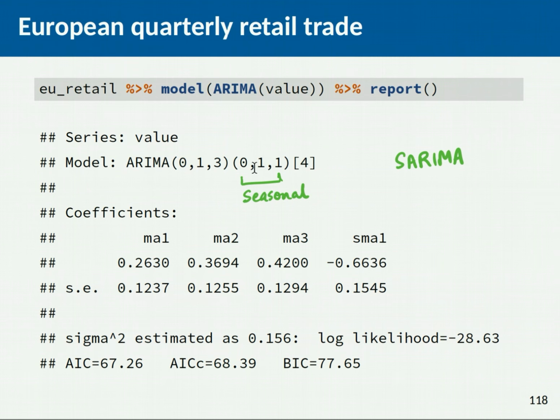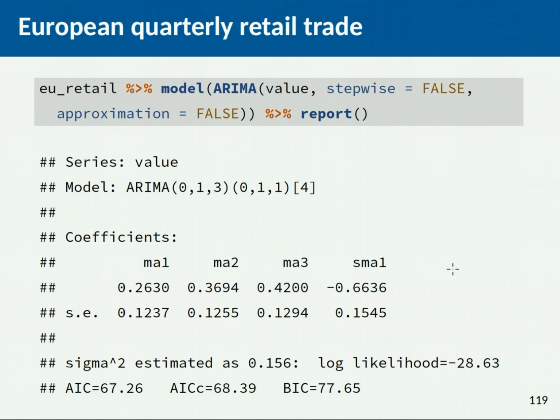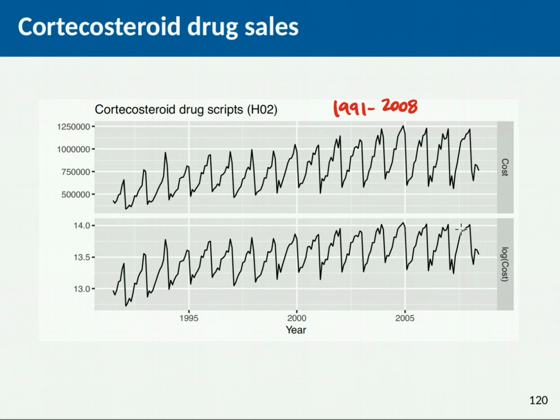So notice, as long as you have something that's 1 in here, you have a seasonal ARIMA model. Now you can also try to search within a broader class of models by using stepwise equals false and approximation equals false, and this gives you (0,1,3)(0,1,1). So it doesn't really change what we had before. There's another application that I have in the slides, which is a data set that you're used to.